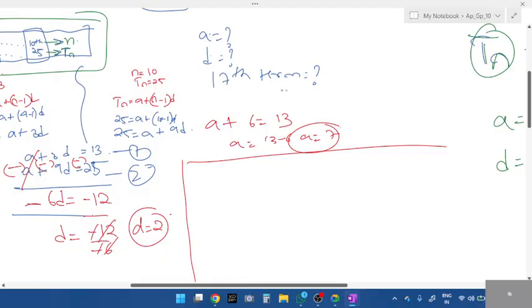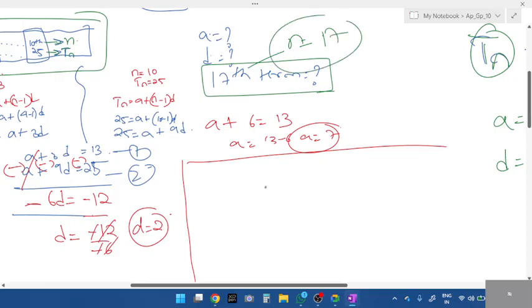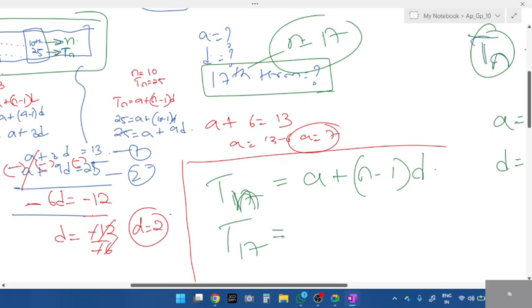Now, which term do we need to find? The 17th term. Take n is equal to 17. It's a new question now, an entirely new question. T of 17 is equal to A plus n minus 1 into D. In place of n, write 17. So the meaning is, T of 17, the 17th number, is what we are calculating.